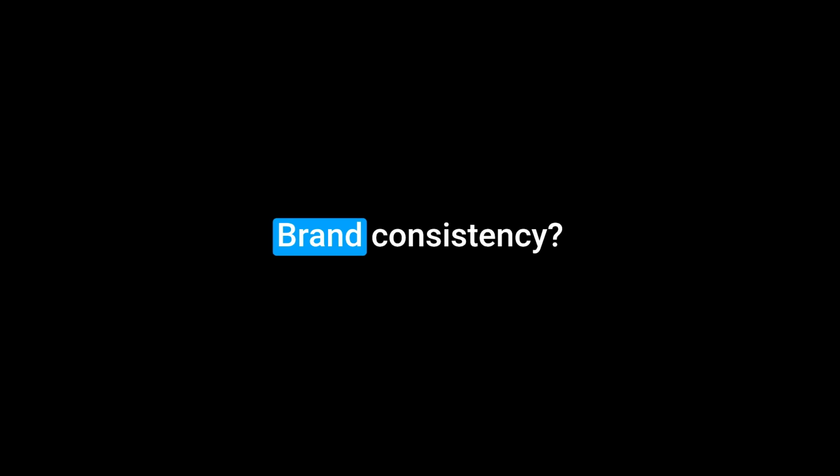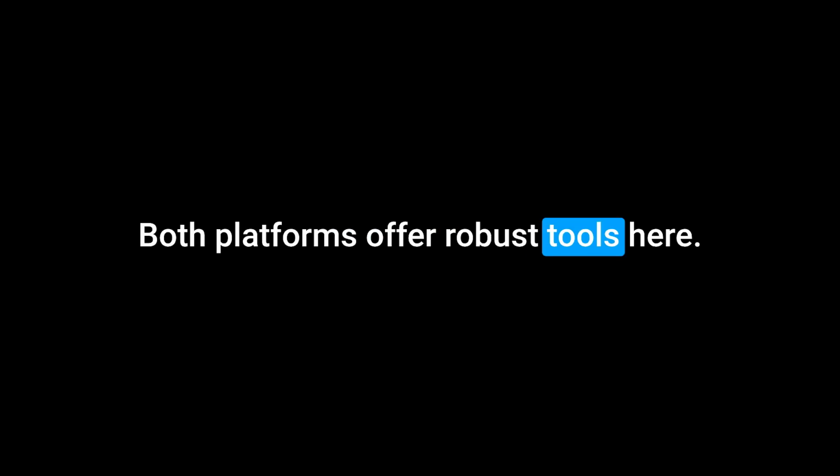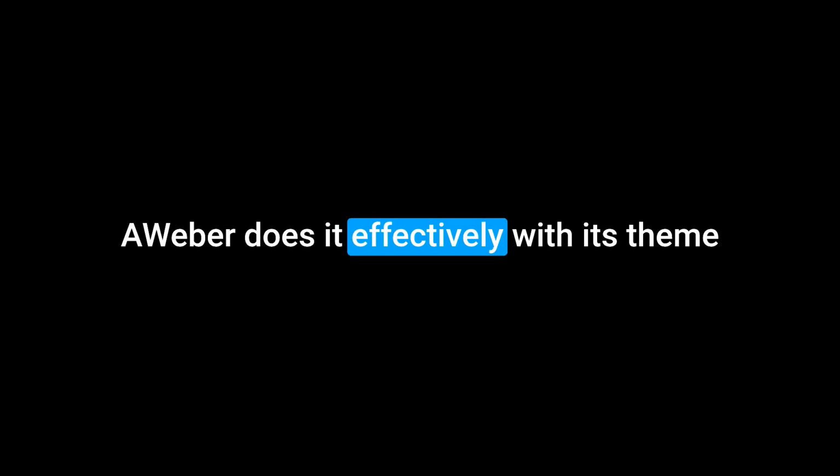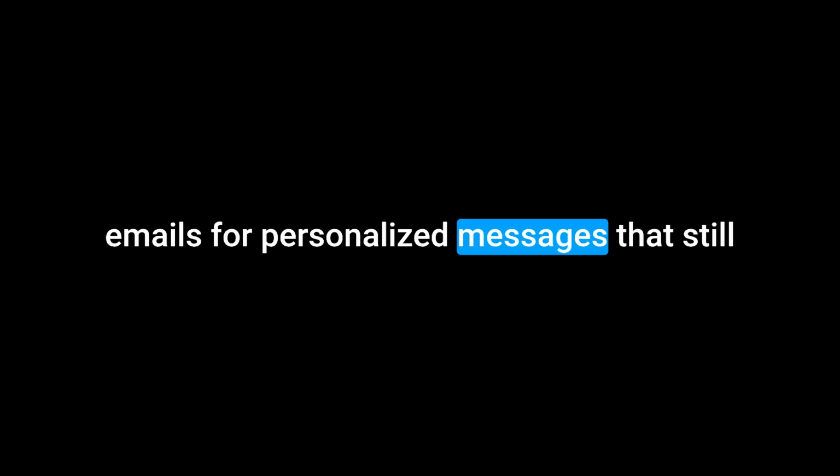Gotcha. And what about just keeping things looking consistent? Brand consistency. Yeah, crucial point. Both platforms offer robust tools here. Aweber does it effectively with its theme settings for universal branding across emails and that smart designer feature we mentioned, pulling branding from your site. Right. MailerLite provides full customization options for basically every element and uses dynamic emails for personalized messages that still absolutely adhere to your brand guidelines.